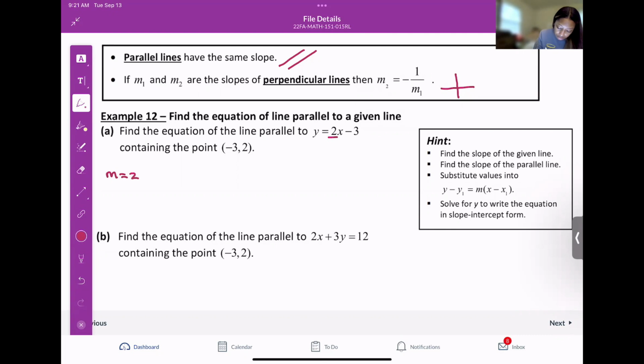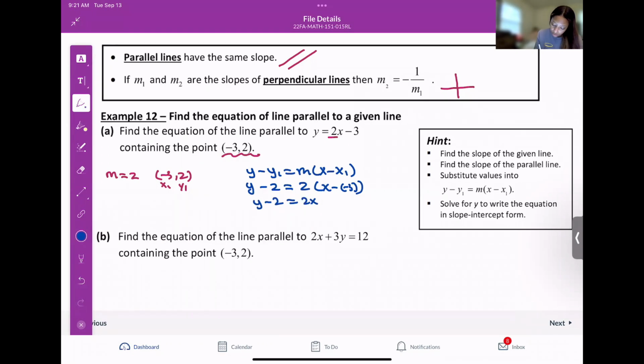And then it goes through the point -3, 2. So this would be our x1 and our y1. You can use point-slope form here because we have a point and a slope. That would be y minus y1 equals m times x minus x1. In this case, that's y minus 2 equals, the slope is 2 as well, 2 times x minus -3. And then we just need to simplify this. y minus 2 equals 2x plus 6. And then finally, y would be equal to 2x plus 8.